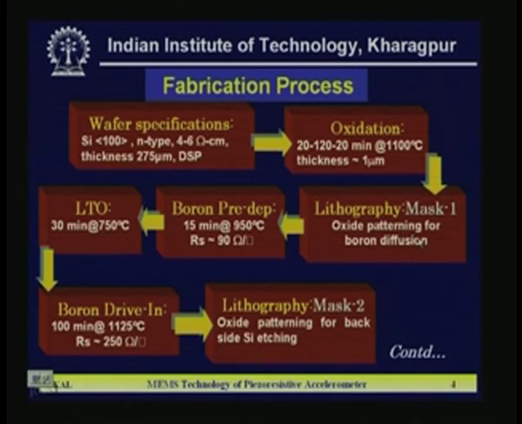The source is a boron nitride cake, and from there we follow 2 steps: first is pre-deposition and then drive-in. For boron pre-deposition diffusion we follow 15 minutes at 950 degrees centigrade, and the sheet resistance is approximately 90 ohm per square.